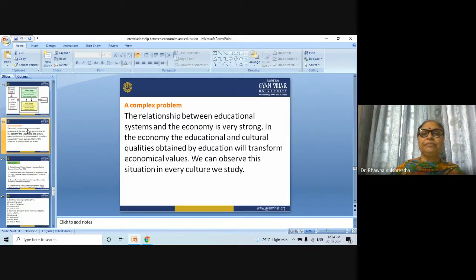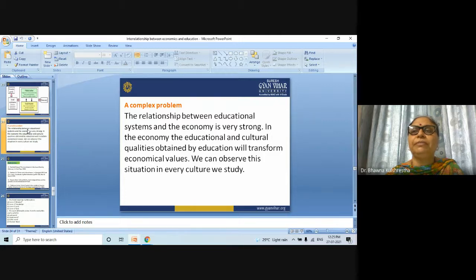The relationship between the educational system and the economy is very strong. The educational and cultural qualities obtained by education will transform economic values. We can observe this situation in every culture. The education in school is only a continuation of familial education and has the tendency to preserve the local values and the local culture.